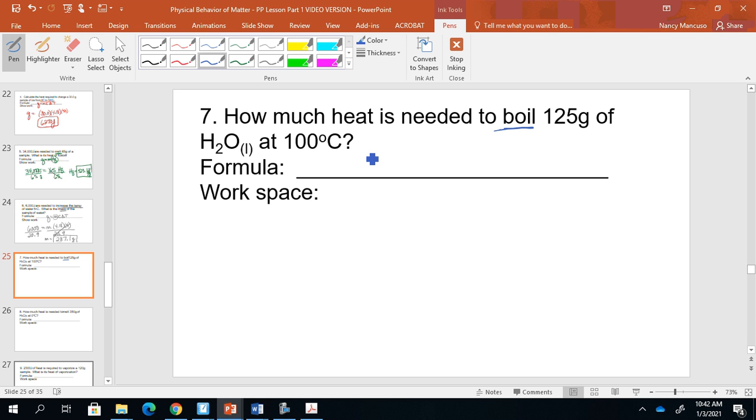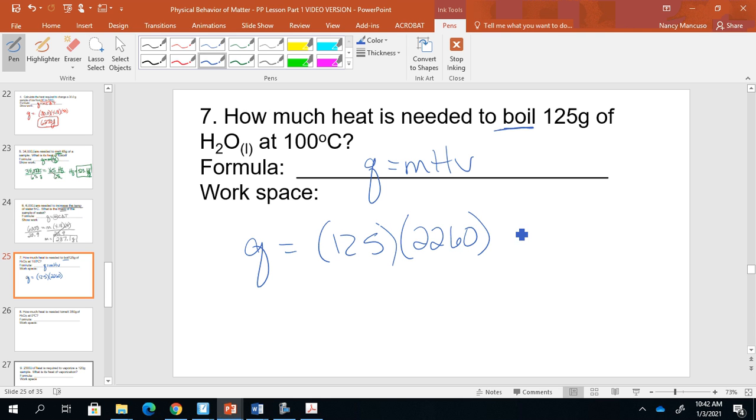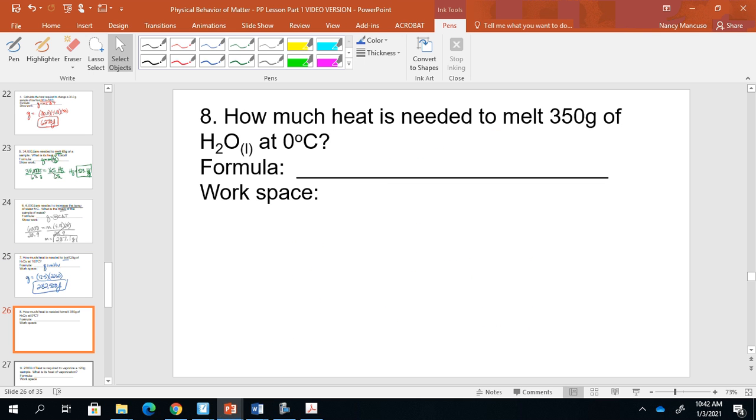Unpause me, see if you did it right. So if I want boiling, I want Q equals MHV. So Q is equal to 125 times 2260, because that's the heat of vaporization of water. I multiply that, 125 times 2260. I get 282,500 joules. All right, next one.